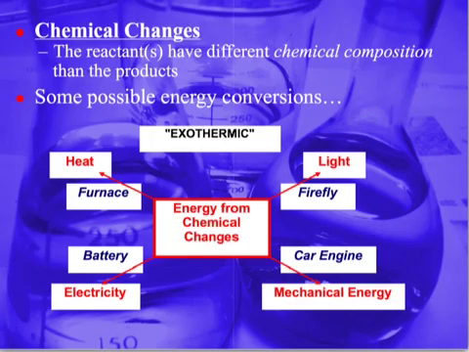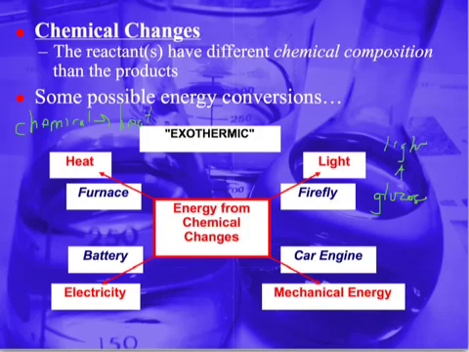Some examples of exothermic reactions occur in your furnace. Here, you convert chemical energy in the form of natural gas, and you generate heat. Similarly, a firefly converts glucose energy into light, along with some heat loss as well. When a battery is charged, it converts potential energy from, let's say, a hydroelectric dam into electrical energy, but it also generates a lot of heat. You can feel it because when your cell phone charges, it gets warm. And lastly, a car engine converts chemical energy in the form of fossil fuels into mechanical energy, and this process also generates a lot of waste heat.